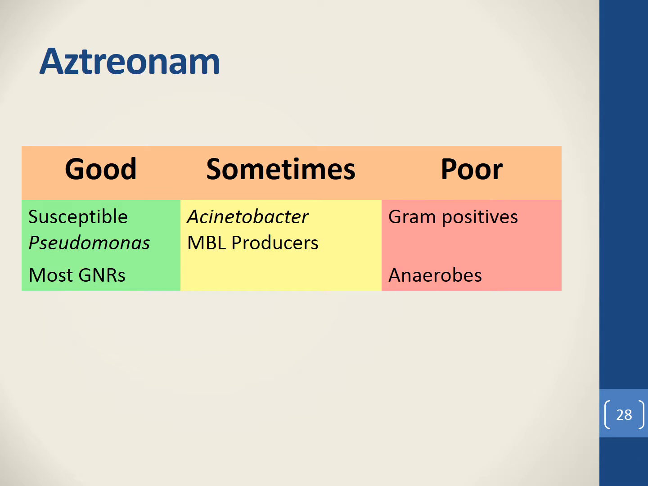And finally, aztreonam. Aztreonam is a monobactam. It's the only monobactam in the beta-lactam class. And the nice thing about aztreonam is the only thing that it covers is gram-negatives. So you essentially lose all gram-positive coverage with aztreonam. So it's an easy one to remember the spectrum. Some Pseudomonas isolates and then most gram-negative rods will be covered by aztreonam.